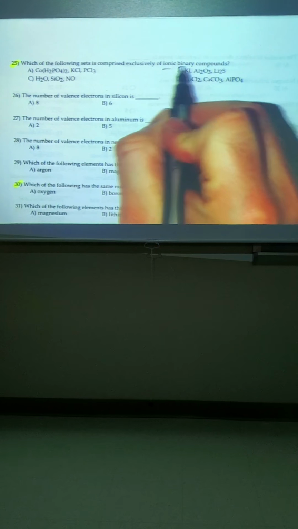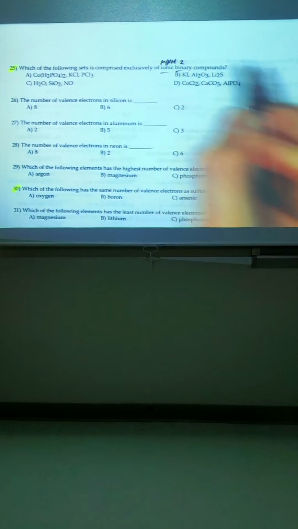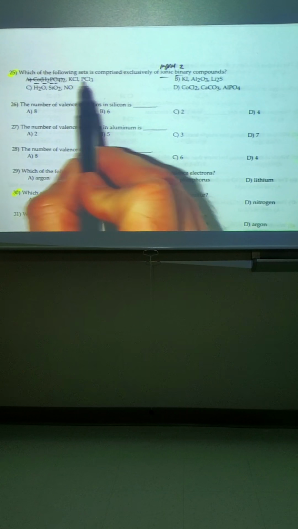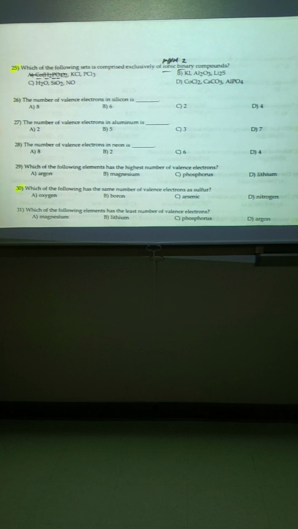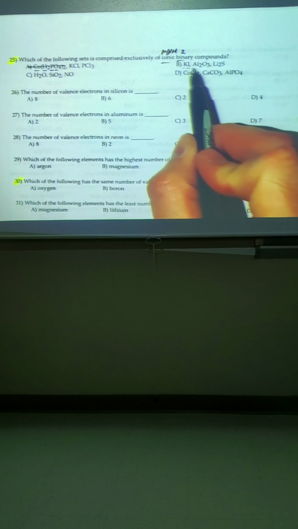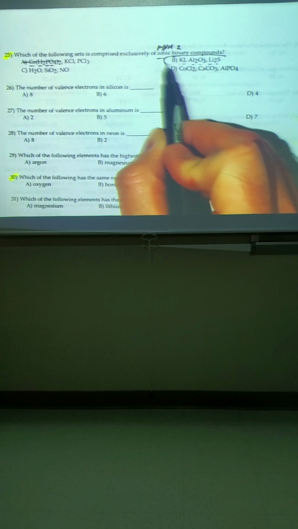25 says, which one is ionic binary again? So binary again means 2, ionic means metal, non-metal. Just more choices here. Here we have 4, definitely more than 2, so get rid of that one. These were binary compounds here. They were both molecular, covalent, so not binary ionic. Here we have 2, here we have 2, here we have 2. Each one has a metal. So that's ionic and binary, so that's the answer.